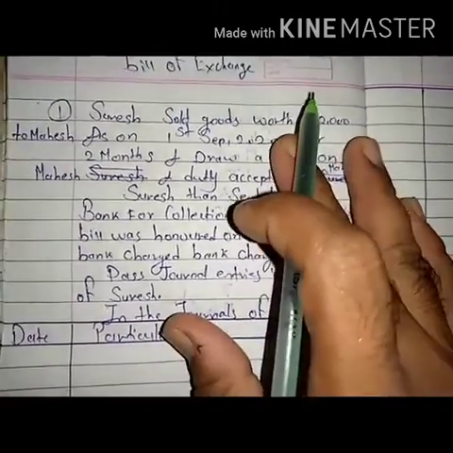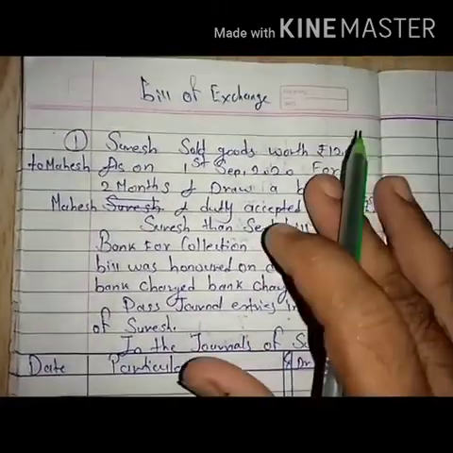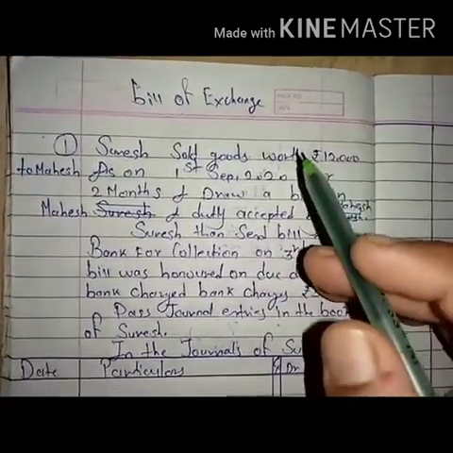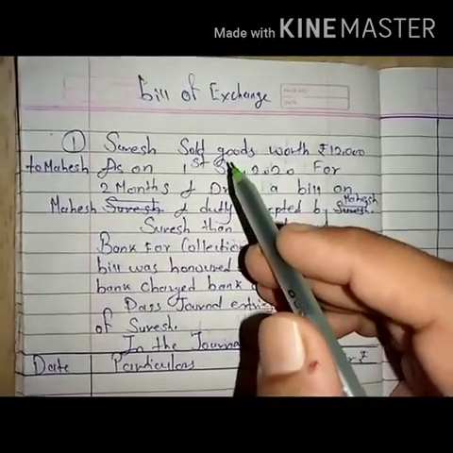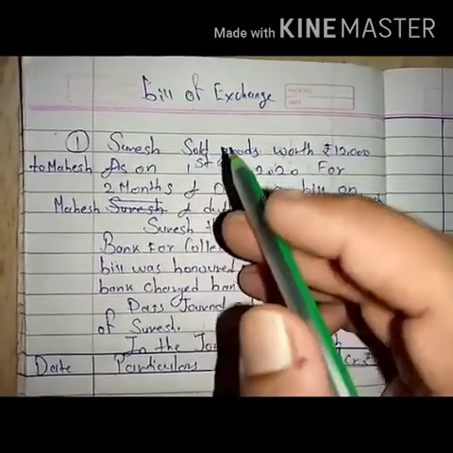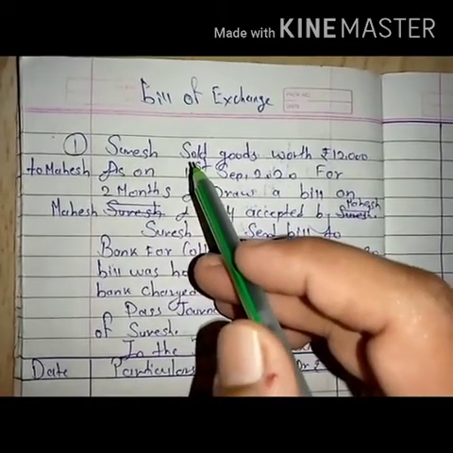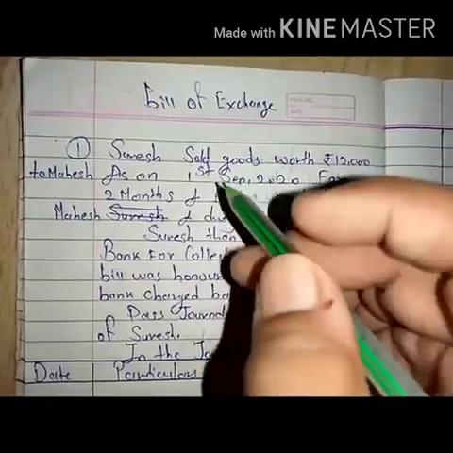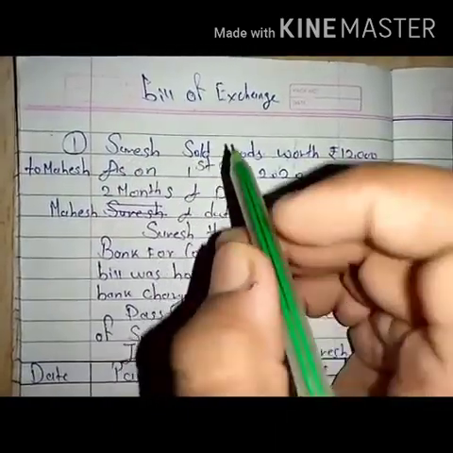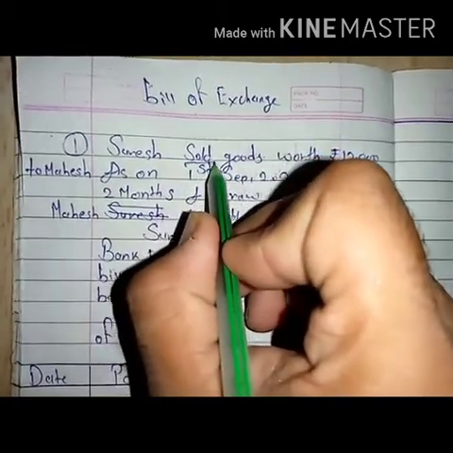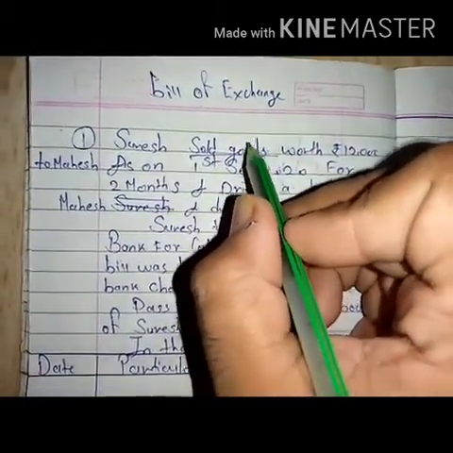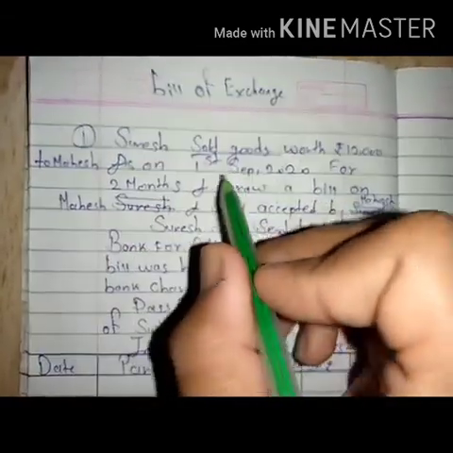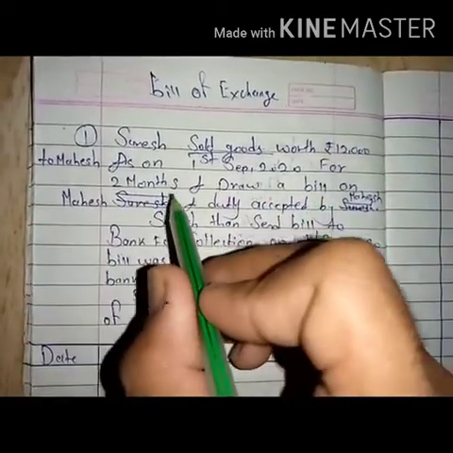Now in this sum, how do we know how many entries there are? In the last video, we already sent you about the entries which are given in the book. So now we are going to mark the words given in the sum, so we'll get the proper entries. First is Suresh sold goods. We are going to underline the words, so we'll get the proper entry. The sold goods is our entry, worth 12,000 to Mahesh on 1st September 2020 for 2 months and draw a bill.